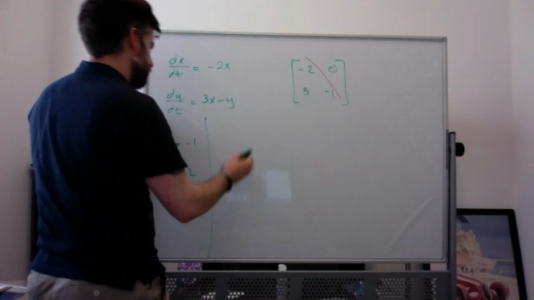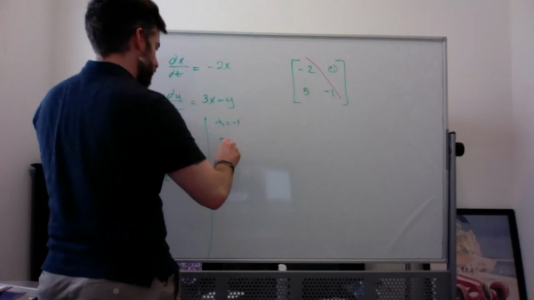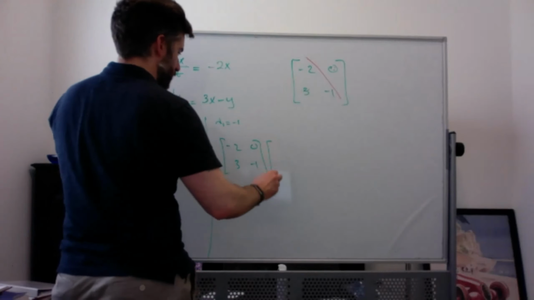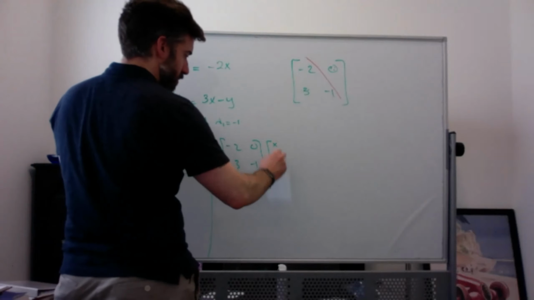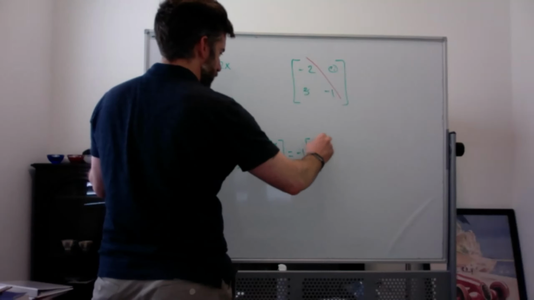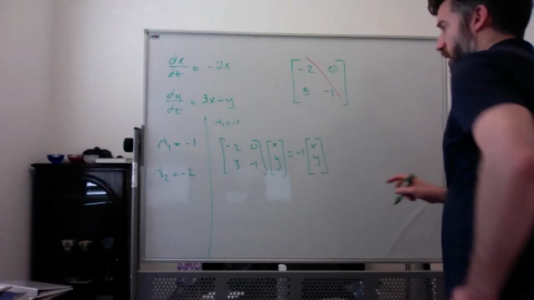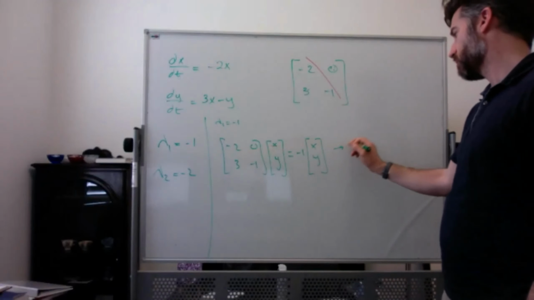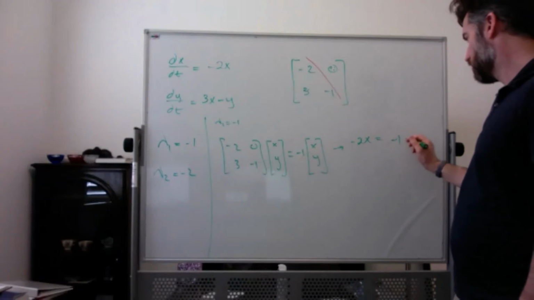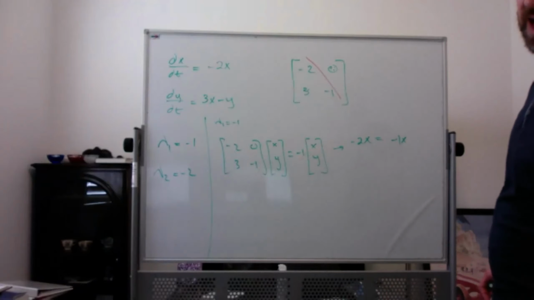Okay, so for lambda 1 equals -1, I've got the matrix times the eigenvector that I'm about to find equal to -1 times the eigenvector that I'm about to find. And using the first equation, I get -2 times x equal to -1 times x. Okay, if -2x is equal to -1x, what does x have to be?